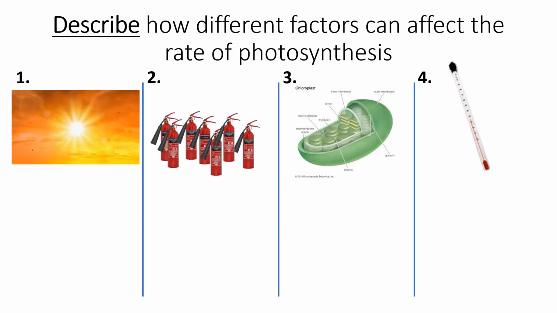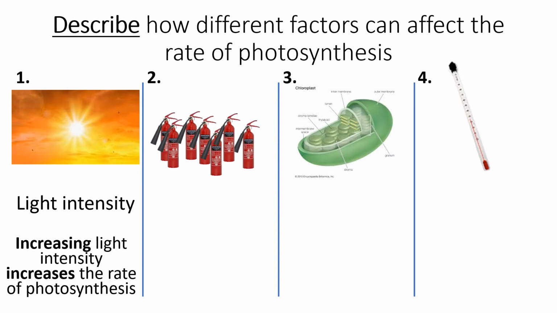So in this question, we're asking for describe. So we're really only saying what. So in this case, we have light intensity. By increasing the light intensity, we increase the rate of photosynthesis. We haven't said anything about why it happens. We're just saying what happens.